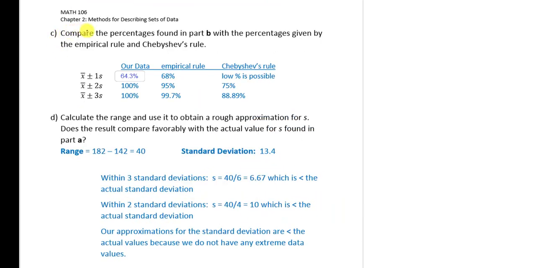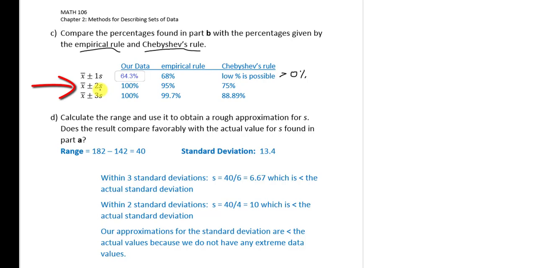The next thing we're going to do is compare the percentages we found in Part B with the percentages given by the empirical rule and Chebyshev's rule, because we want to know what rule our data follows. So within 1 standard deviation of the mean, our data says 64.3% falls in that range. Compare that with 68% for the empirical rule and a low percentage possible for Chebyshev's rule. So basically anything greater than 0%. It could even be 0%. So it looks like our data falls short for the empirical rule. So it's looking like Chebyshev's rule so far.